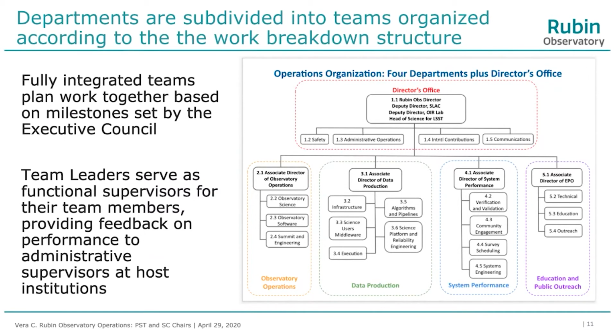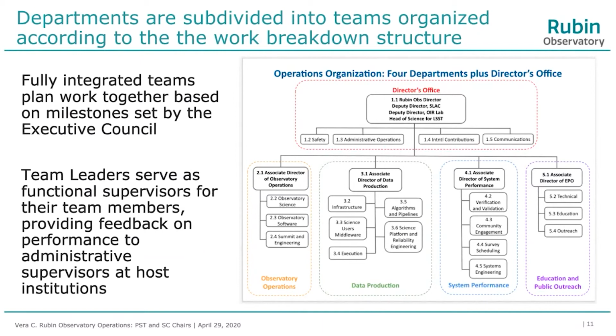So if you stare at the small print here a little bit, you can see that the observatory operations department has a team understanding how well the observatory is working. That's the scientists. A team working on the software that makes the observatory run, and then quite a big team based at the summit doing the actual observing and the engineering work.